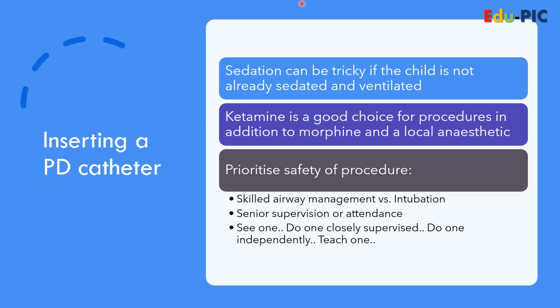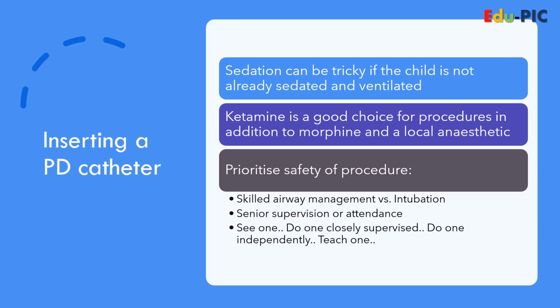You need to remember that if you haven't done that more often, then you might need senior supervision or attendance just for the procedure itself. In that case, that senior supervision can't be used to manage the airway if the child is not tubed. You also need not to jump in doing a PD catheter if you haven't seen one before. Our advice is to see one, do one while closely supervised, then do one independently, then teach one. Having said all of that, I think our advice as Edu-PIC would be for the procedure to be usually done in an intubated child.